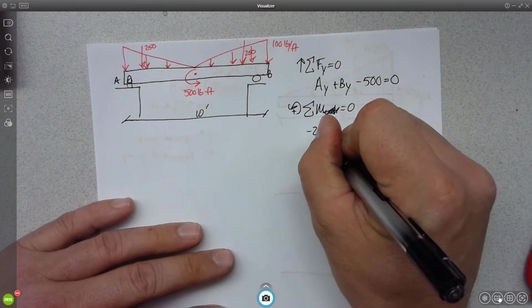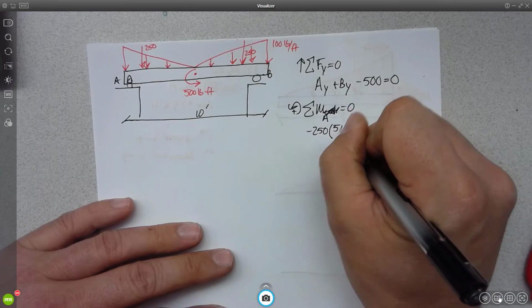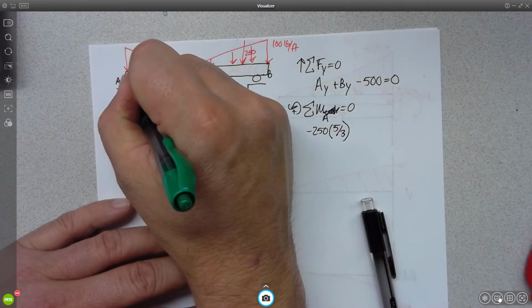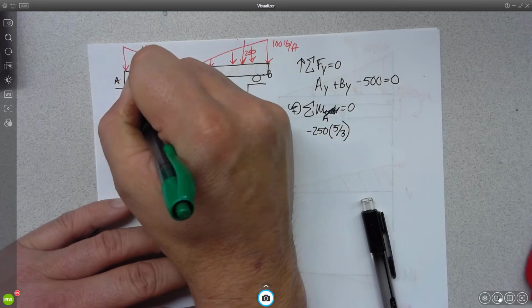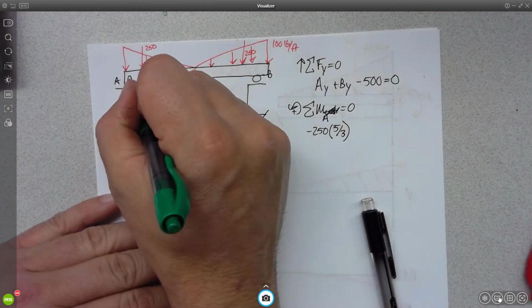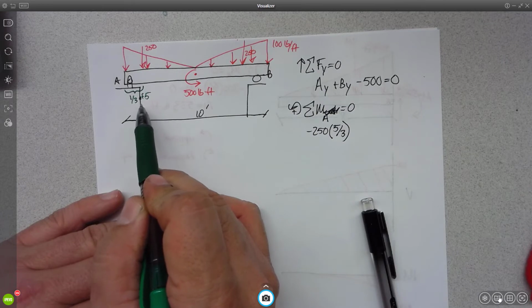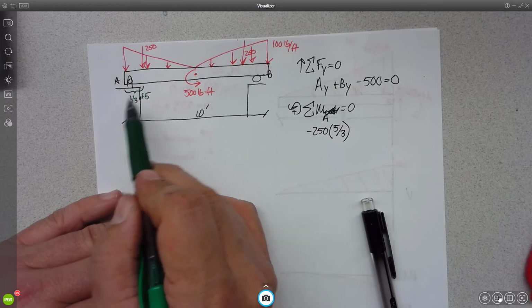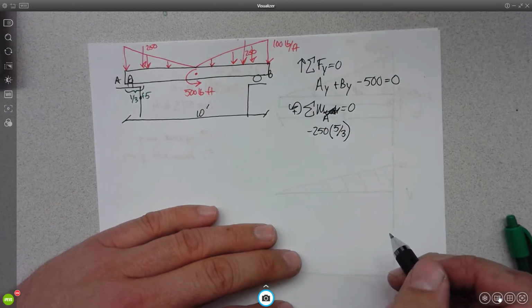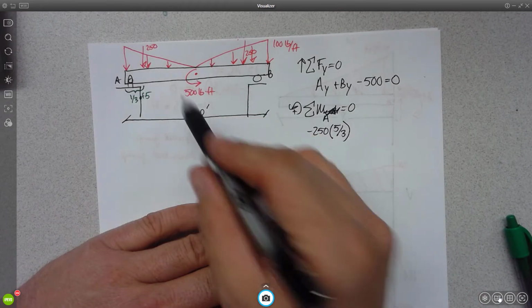So I have minus 250 times 5/3, right? Because I'm looking for this distance here. We know it is 1/3 of 5. Right, going back to grade school when we had to look at what the words meant. Of means multiply. 1/3 of 5. I know. That's why I'm here for you, Brandon. Yep. Okay. All right. So negative 250 times 5/3.